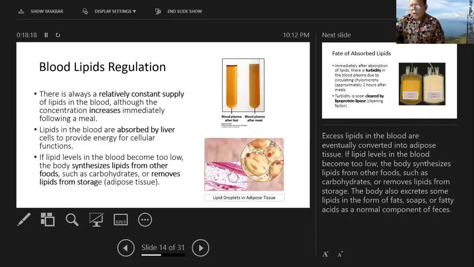There is always a relatively constant supply of lipid in the blood, although the concentration increases immediately following a meal. Lipids in the blood are absorbed by liver cells to provide energy for cellular function. If lipid level in the blood becomes too low, the body synthesizes lipid from other food such as carbohydrate, or removes lipid from storage or from adipose tissue.